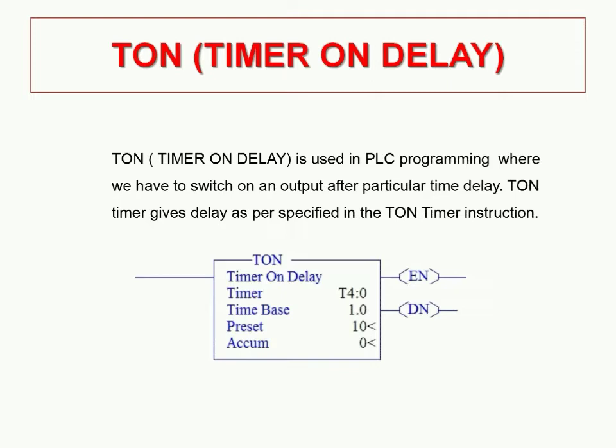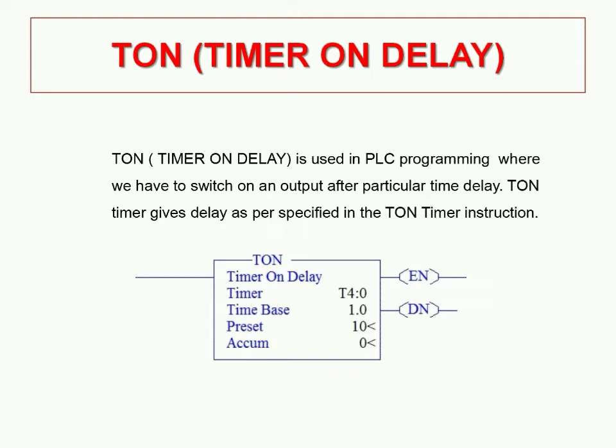So we want to give delay. Suppose we want to give a delay of 30 seconds or a minute or an hour. Whatever the delay we want to give, we can use a timer. We will give input to the timer and the timer will give the delay to the output. So this is how the T-on timer works.